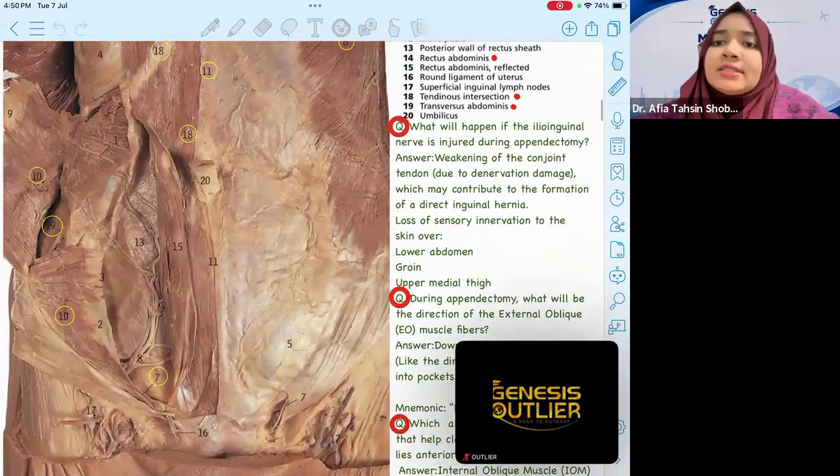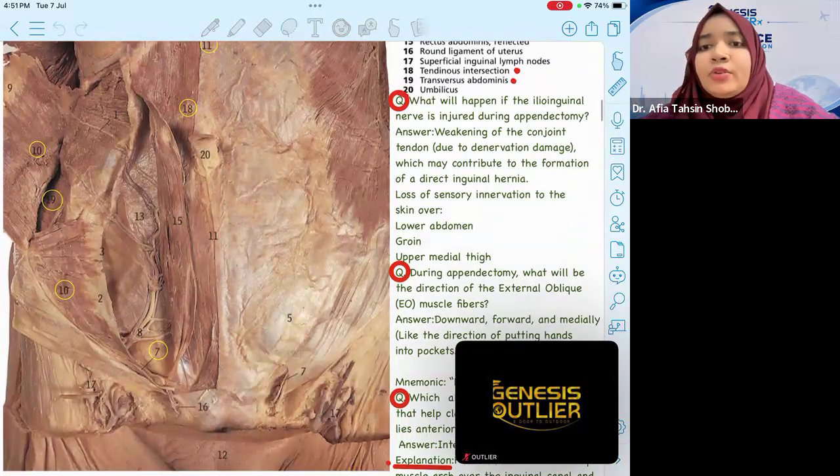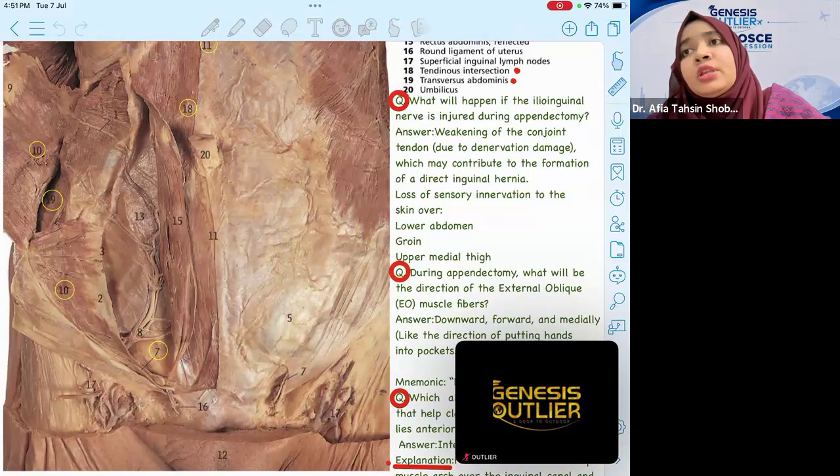Then come to this structure. What is 7? 7 is ilioinguinal nerve. When they ask you about this structure, they will ask the next question, what will happen if the ilioinguinal nerve is injured during appendectomy? Okay, your answer will be weakening of the conjoint tendon due to denervation damage, which may contribute to the formation of a direct inguinal hernia.